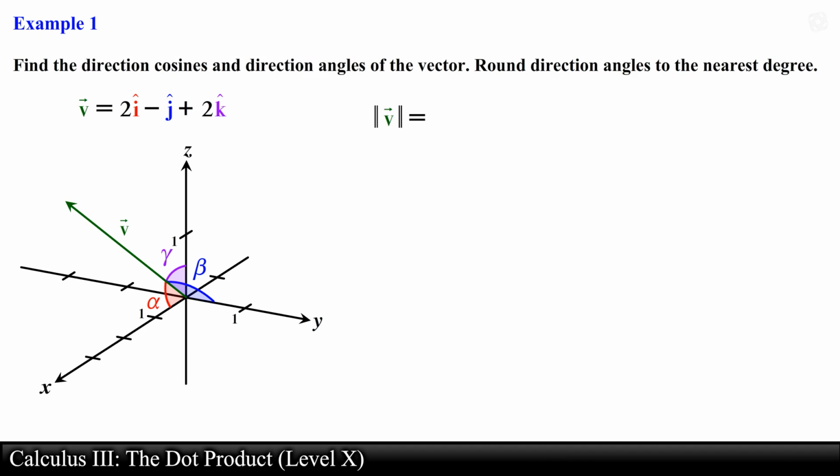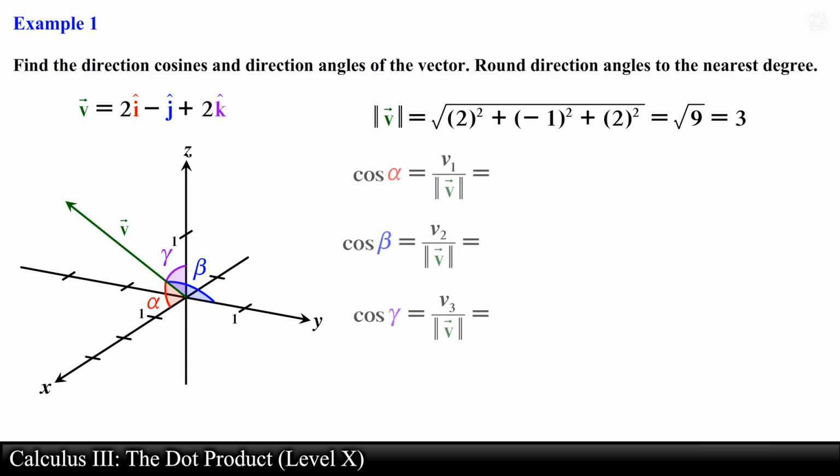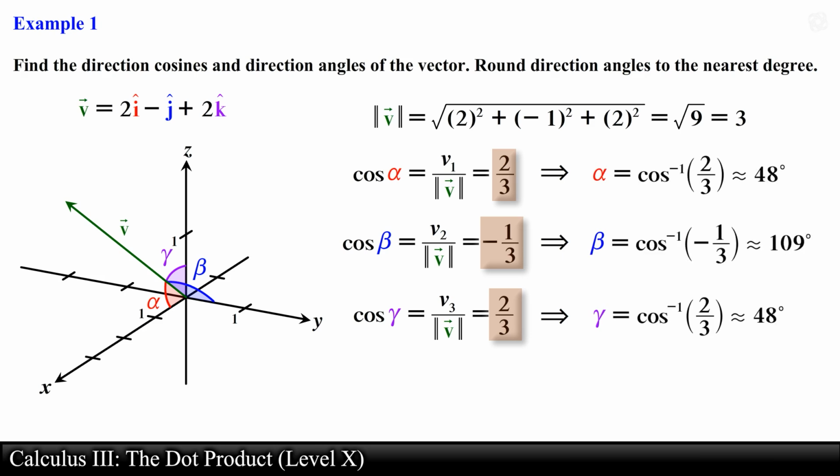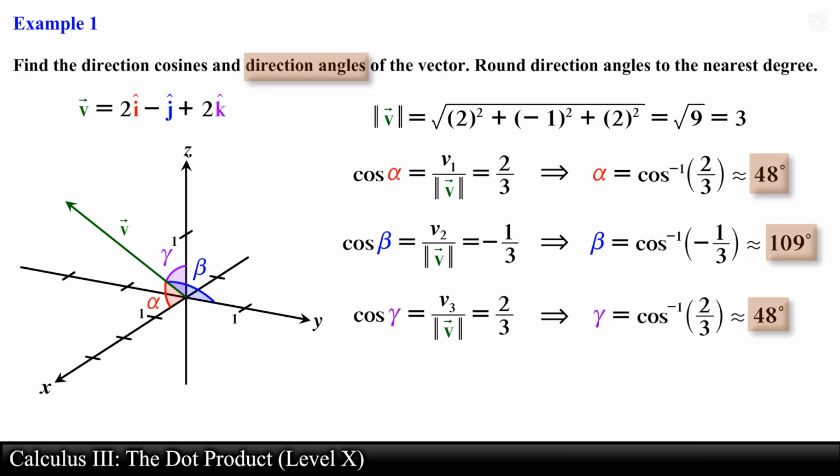Let's first find the magnitude of vector v. Using the components of the vector and simplifying, we obtain the following for the magnitude of vector v. Next, let's use the expressions that we derived earlier and substitute the components of vector v and the magnitude of vector v. Doing that, we obtain the following values for the direction cosines. From these expressions, we can go ahead and find the direction angles by using inverse cosine. Evaluating the expressions and rounding to the nearest degree, we obtain the following values for the direction angles of vector v.